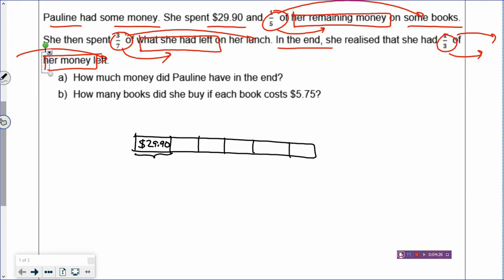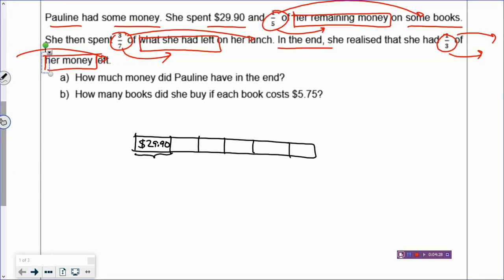Alright, so let me just label nicely. So over here, I'm going to label as books, spent on books. Agree? Alright, so the remainder has 5 boxes, and she also spent 1 box of the remainder on books. She then spent 3/7 of what she had left. So where is the leftover? The leftover is the 4 boxes.